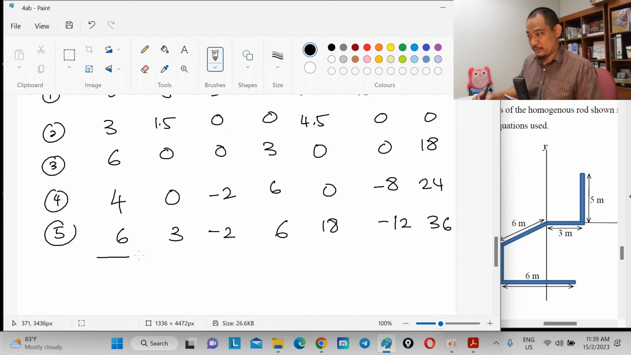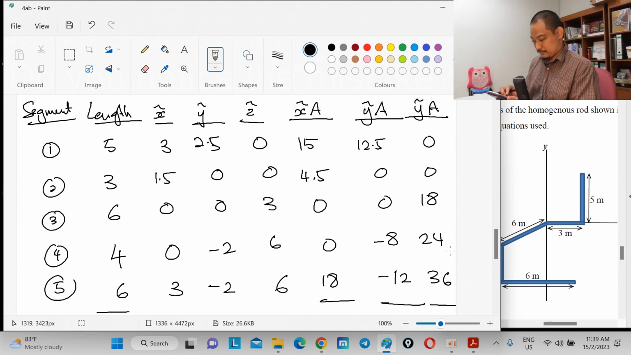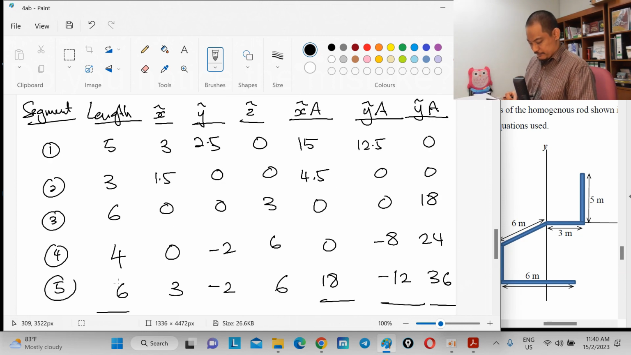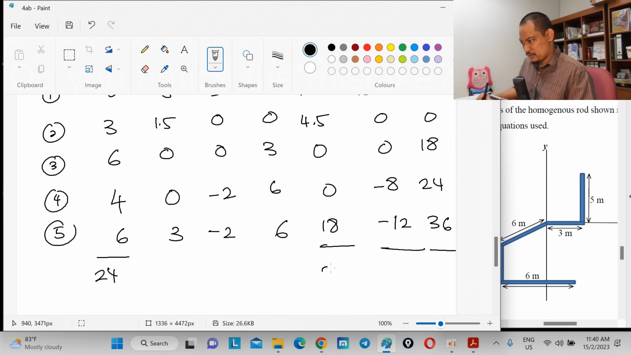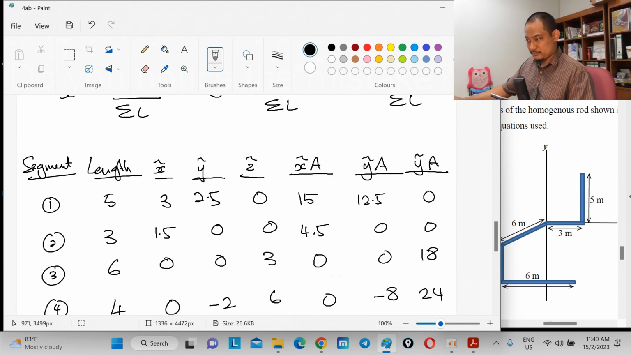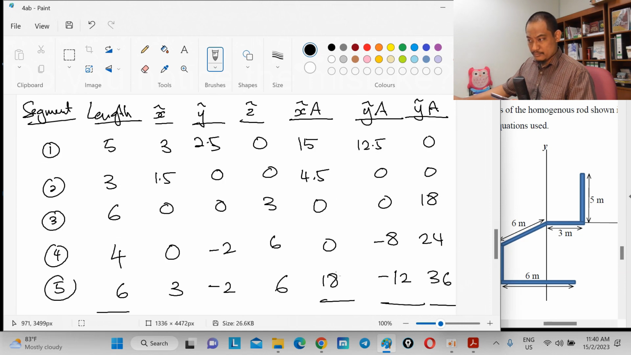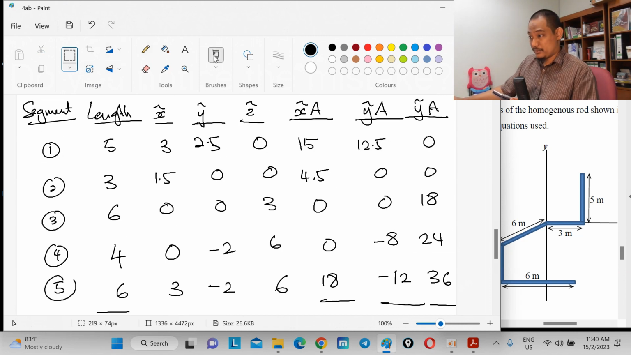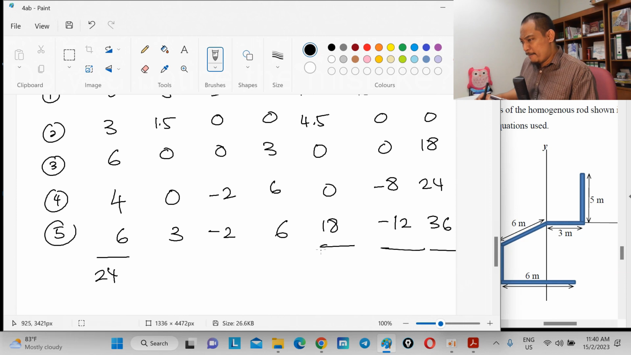Okay, so if you add all of this, you get 5 plus 3 plus 6 plus 4 plus 3, 24. 1.5 plus 4.5 plus 18, 34. Wait, that's not 1.5. So yeah, the way we write on paper should be clear. So it's 15 plus 4.5 plus 18, 37.5.